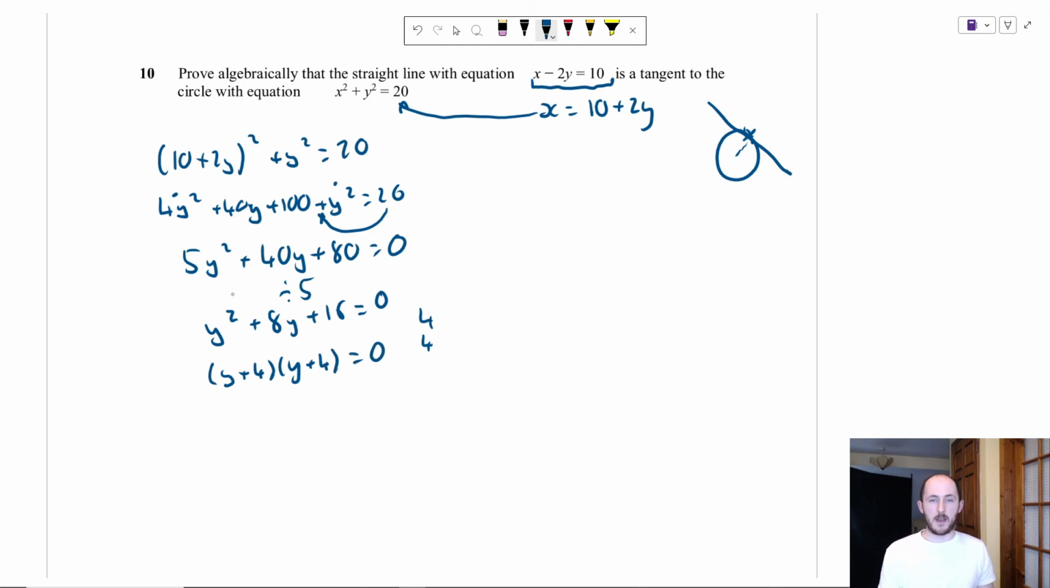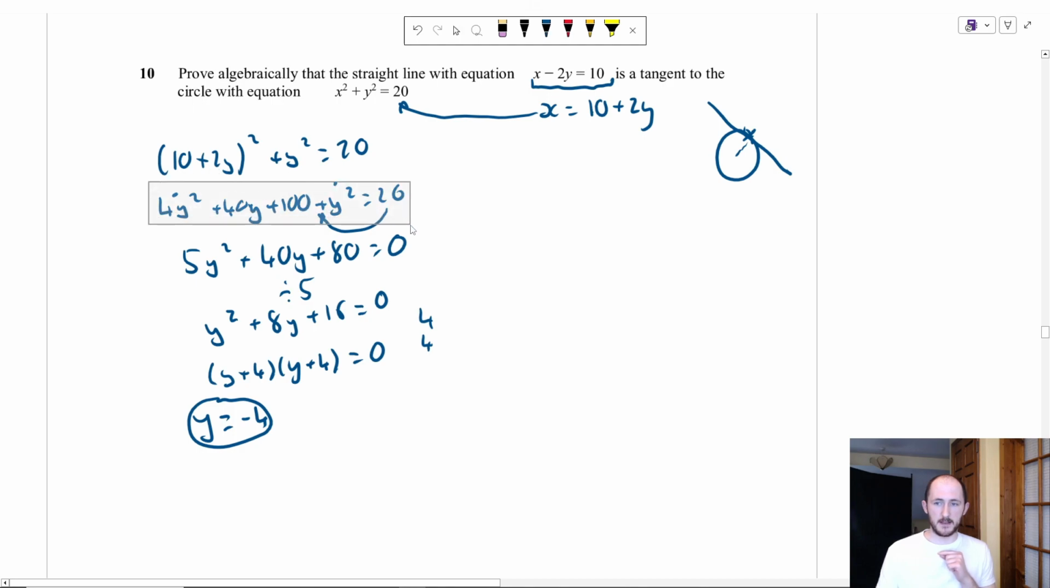Okay. So if you look, I only have one solution. Y equals minus 4. Where's the second line from? This part here. I expanded the brackets, but I did it all in one. You'd watch for grade 7. Okay, a couple of people.